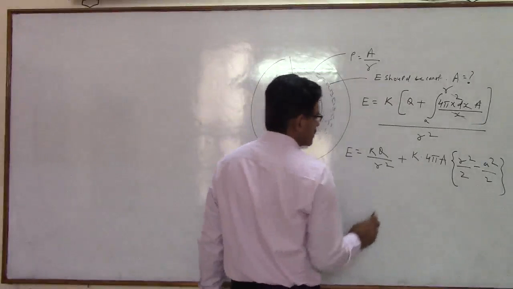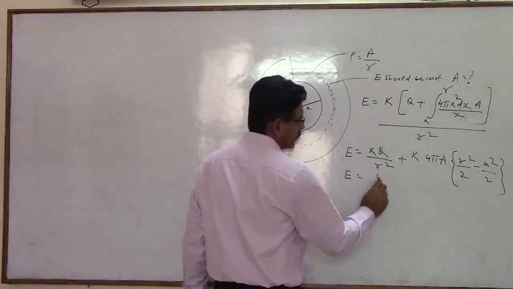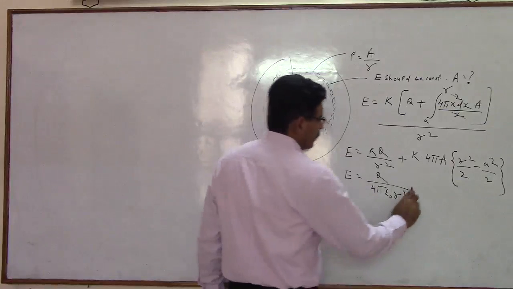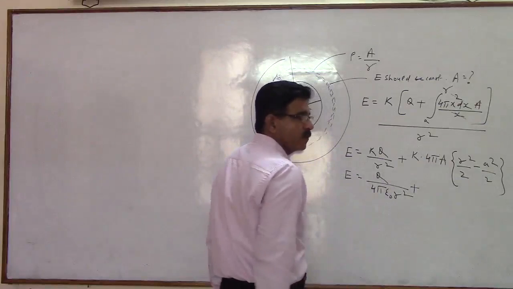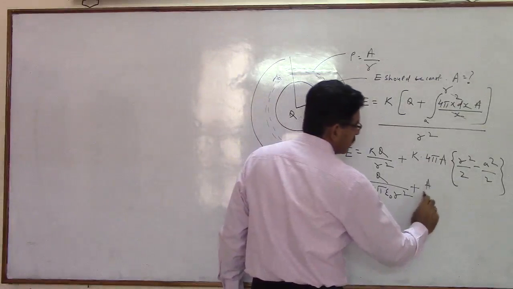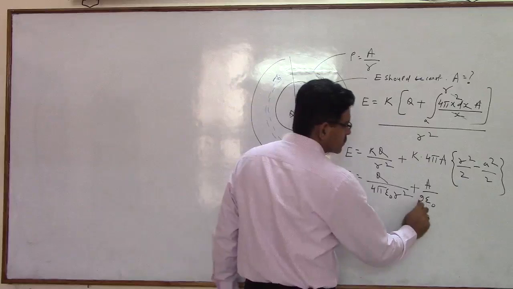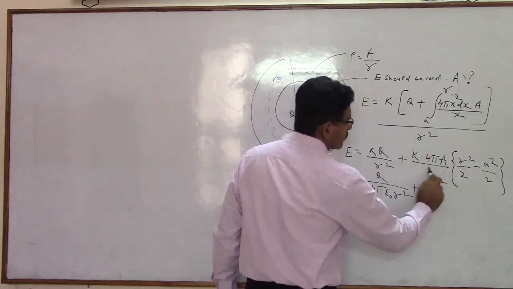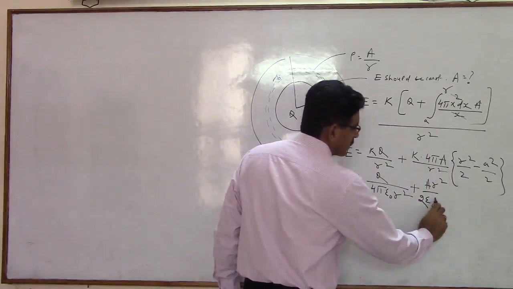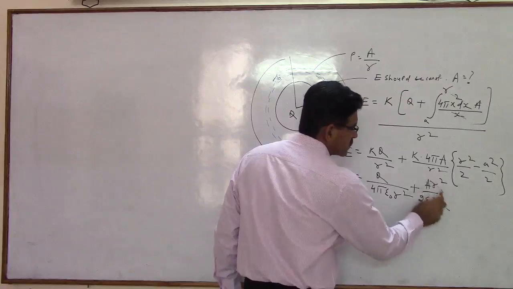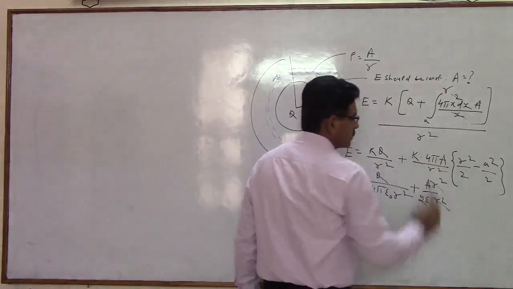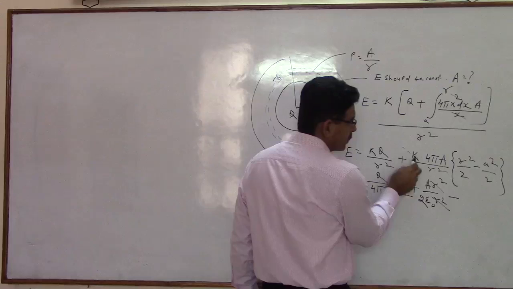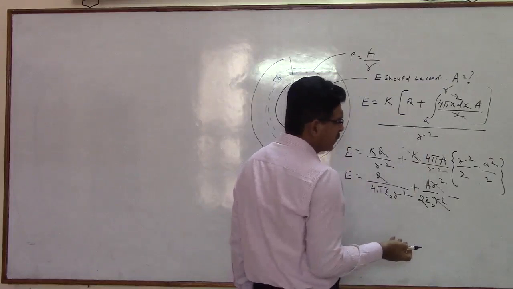Now straight away this k can be substituted. E would be equal to q divided by 4 pi epsilon naught r square plus, this 4 pi I can lose with 4 pi, so I get a by epsilon naught. This is 2 and r square here, and there is a term r square that has come here that also should be appearing here. So there will be an r square that I can lose with this. So this term becomes a constant.